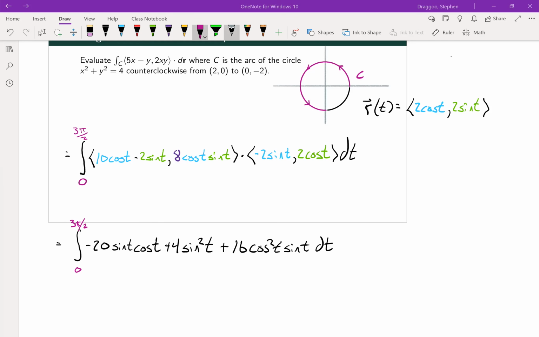let's use the pencil color. We should have sine squared of theta is equal to 1 minus cosine of 2 theta divided by 2. So we're going to end up wanting to use that substitution in for sine squared.